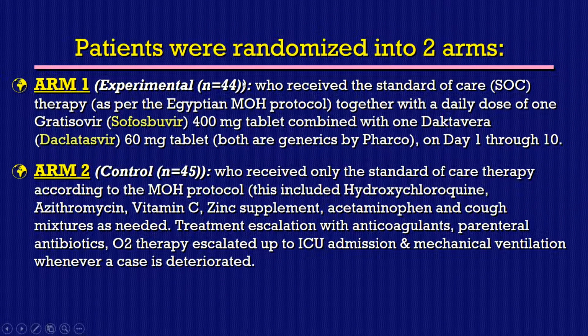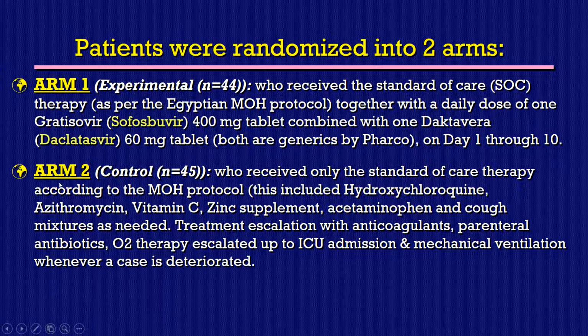Patients were randomized into 2 arms. Arm number 1, experimental, were 44 patients who received the standard of care therapy as per the Egyptian Ministry of Health protocol, together with a daily dose of one sofosbuvir 400 mg tablet combined with one daclatasvir 60 mg tablet. Both were generics by Pharco, on day 1 through day 10.